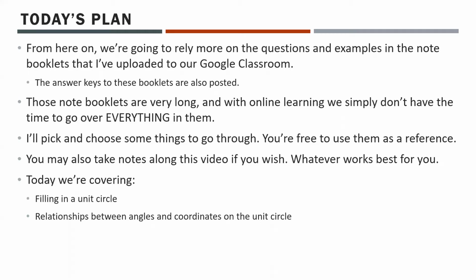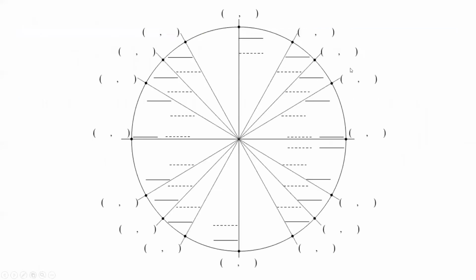So when we fill in this unit circle, it sort of is in the booklet. There's one page, but it's not a very good one. I'm going to use the one that we used as a practice guide before the class cancellations. That's what I'm going to fill in. But then we're going to do some questions right out of that booklet, relationships between angles and coordinates on the unit circle. Anyway, enough rambling. Let's get started. So here's a totally blank unit circle.